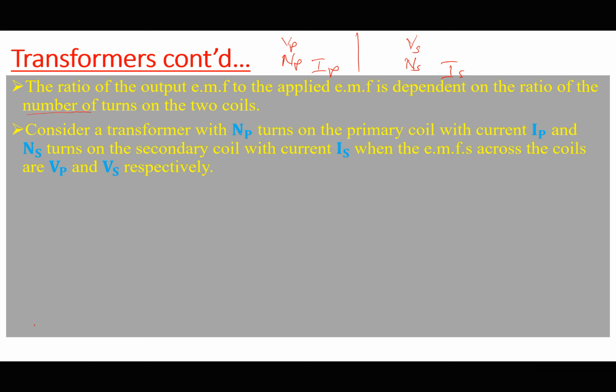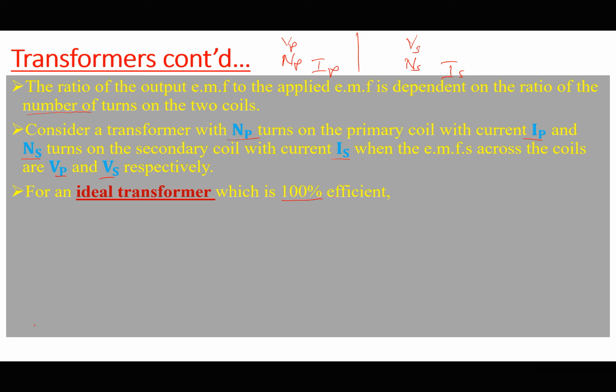So let's consider a transformer with NP turns on the primary coil, IP as the current in the primary, NS as the number of turns on the secondary, and IS as the current in the secondary, when the EMFs across the coils are Vp and Vs respectively. If we consider this transformer as being ideal, then we can say it is 100% efficient. What is the meaning of the word ideal?